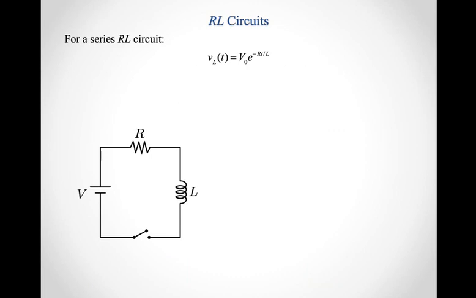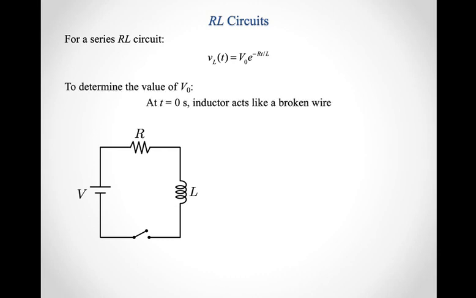So let's start by thinking about our simple series RL circuit. I've got a battery, it has a voltage of V, I've got a resistor with a resistance of R, I've got an inductor with an inductance of L, and when I close the switch, the voltage across the inductor as a function of time goes like some initial voltage value, V naught, times e to the minus Rt over L. So again, you'll notice there's an exponential decay term here. There's some initial voltage value that I need to figure out, but this expression gives me what the voltage value is across the inductor as a function of time.